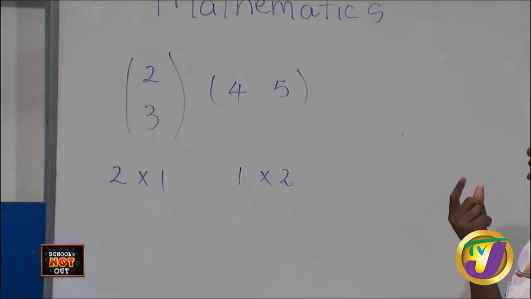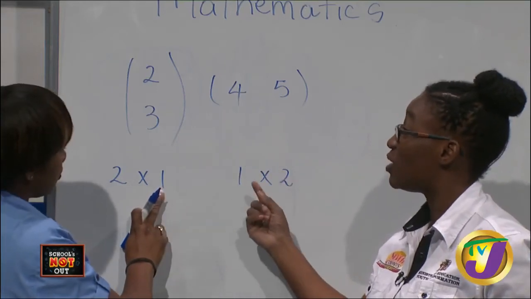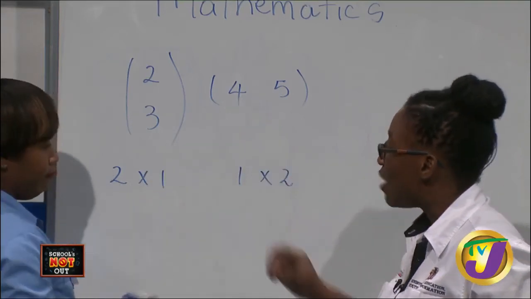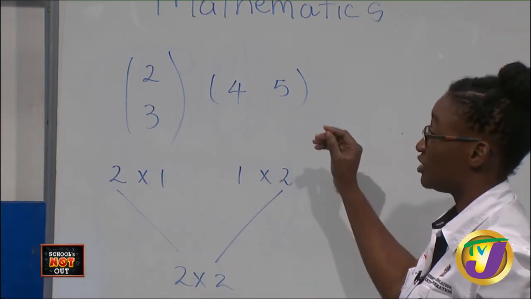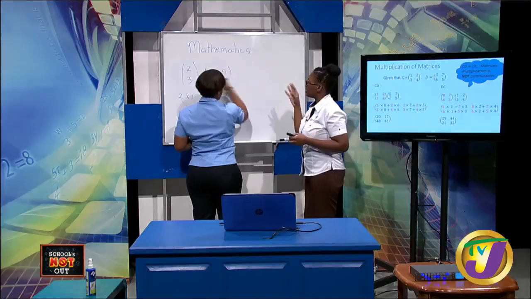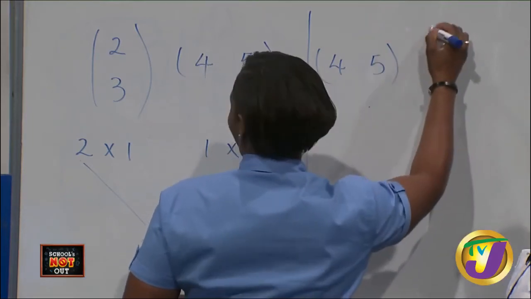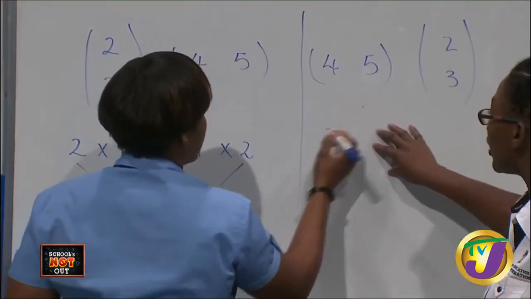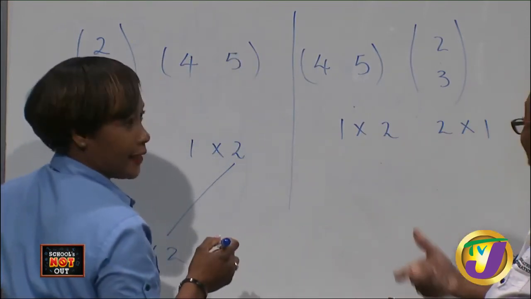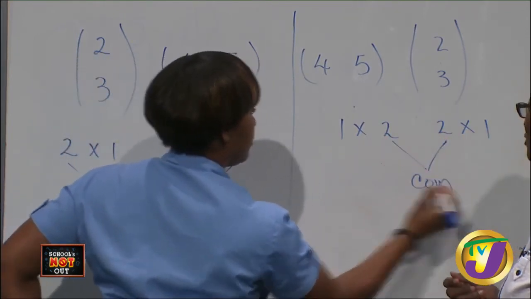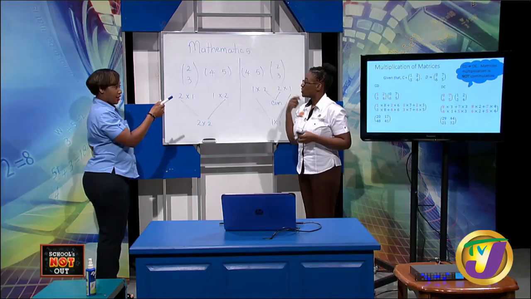Based on what we learned earlier, we can pay attention to the ordering. We can look here and see that this multiplication is possible. Yes, they are compatible in this arrangement. And the result will give us a 2 by 2. These are not square matrices. So let's flip the arrangement. We have the 4, 5, and then 2, 3. Put the order of the matrices: this is 1 by 2, and this is 2 by 1. They're still compatible, but the result now is a 1 by 1. So they don't have to be square matrices to be multiplied in different order.